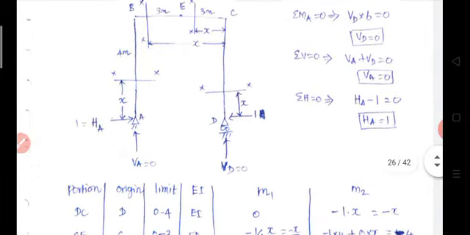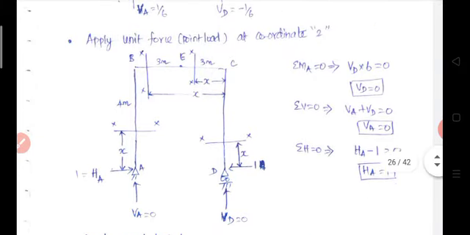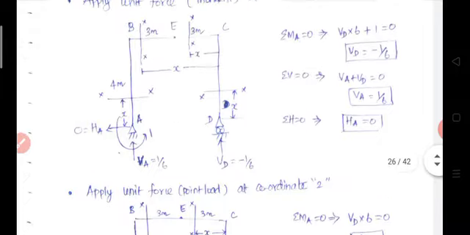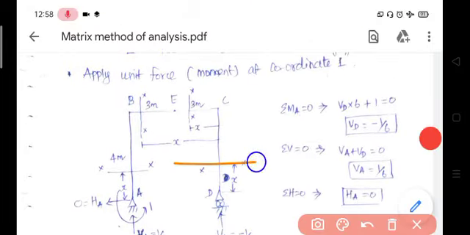So, first we write the DC portion. So, DC or CD portion. So, let us consider section XX, which is x distance from D.